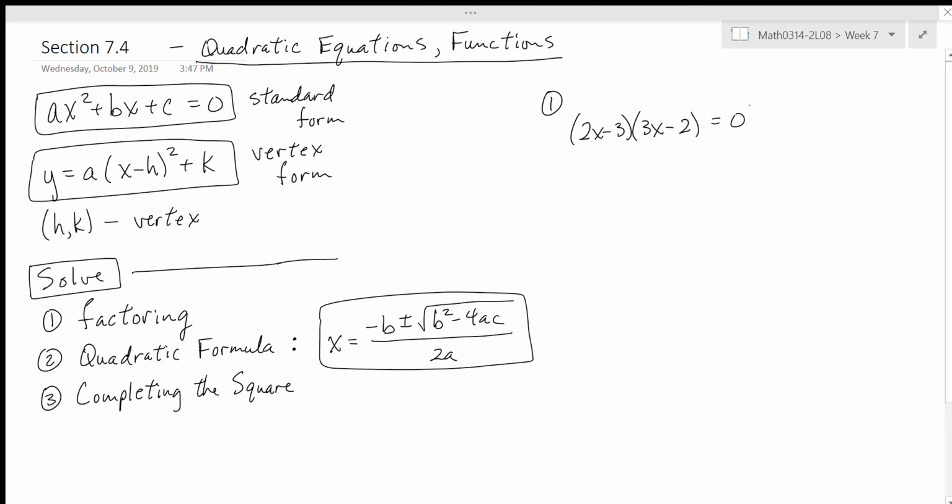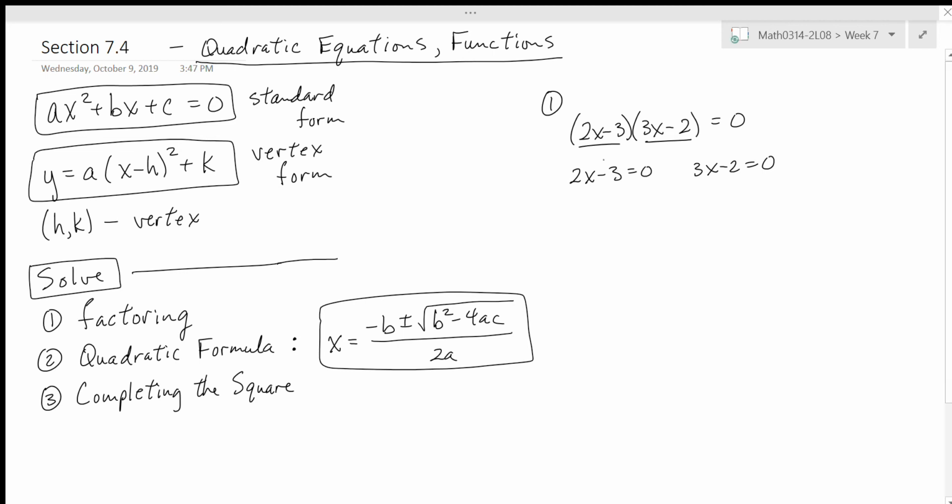So notice that this problem is already equal to 0, which I don't know if you noticed, but standard form says it has to be equal to 0. And did you notice that it's already factored? So all we have to do to solve this problem is set each factor equal to 0. This quadratic is already factored, and since it's equal to 0, we can just set each factor equal to 0.